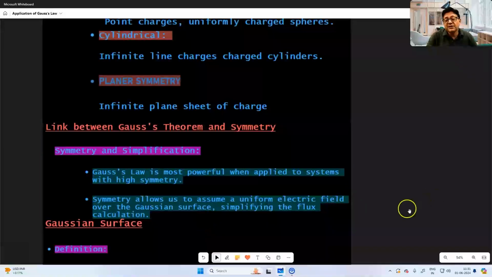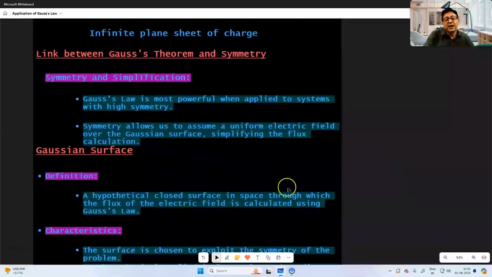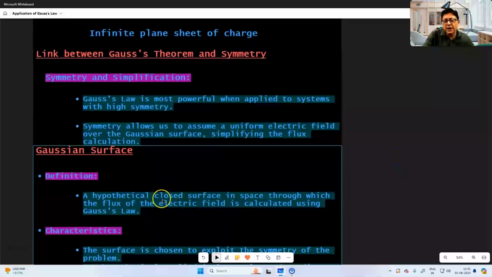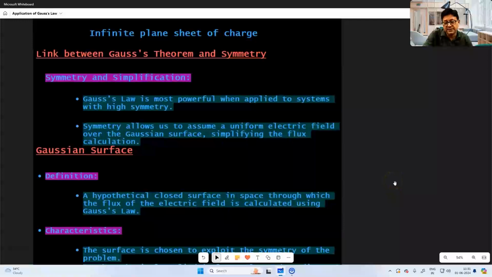Now, what is a Gaussian surface? This also we have used: a hypothetical closed surface in space through which the flux of electric field is calculated using Gauss law, that is called a Gaussian surface. Okay?